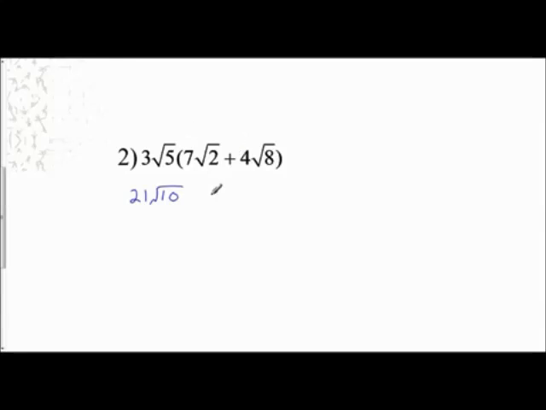The 3 and the 4 get multiplied, so that's positive 12. The 5 and the 8 get multiplied, which is square root of 40. And then we always check, can we simplify? Well, 21 radical 10, 10 only breaks into 2 and 5. There's nothing I can take out. So 21 radical 10 stays.